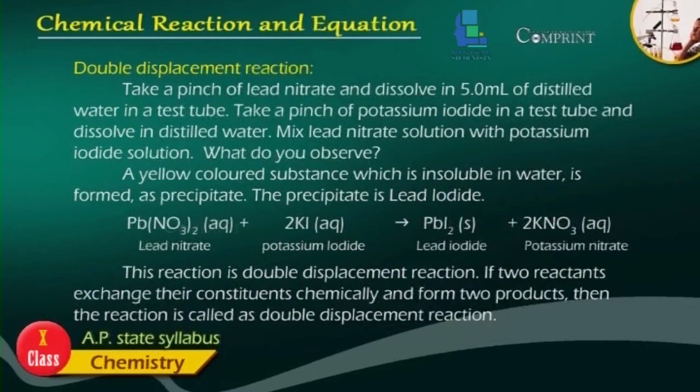Pb(NO3)2 plus 2KI gives PbI2 plus 2KNO3. This reaction is a double displacement reaction. If two reactants exchange their constituents chemically and form two products, then the reaction is called a double displacement reaction.